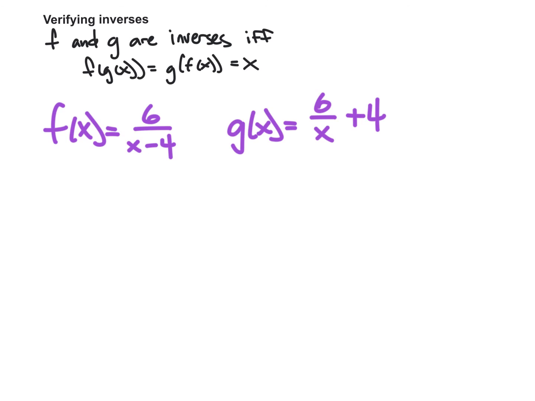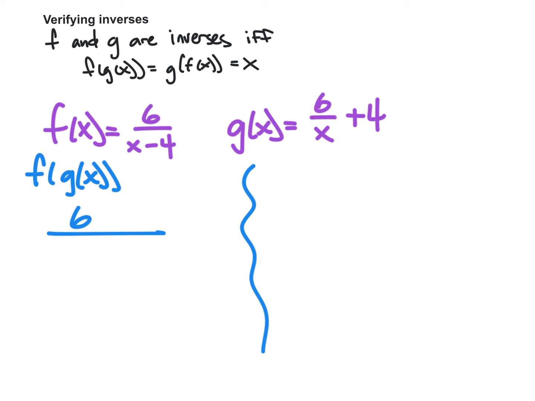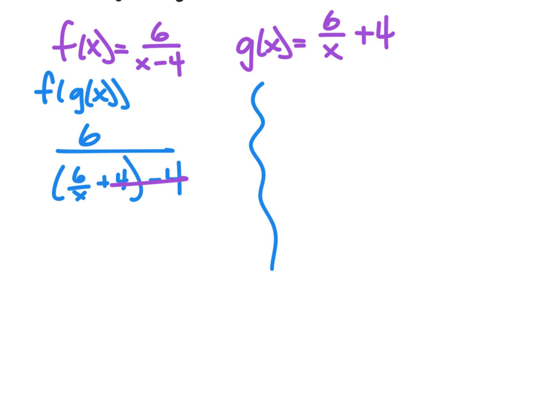All right, so I'm going to find first f of g of x, which just means I'm going to plug g right into f. So that would be 6 over x plus 4 minus 4. Well, here the 4's just subtract each other. So now we have 6 over x. That's the same as 6 times x over 6. 6 canceled, and we just get x. So f of g of x equals x.